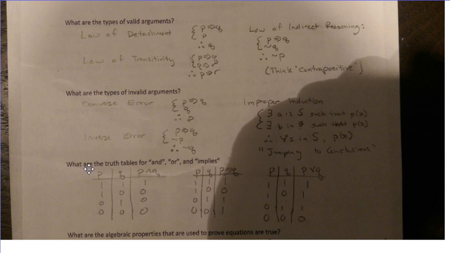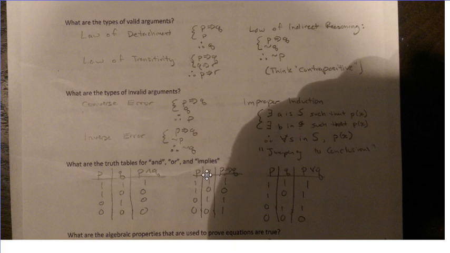Alright, truth tables. The truth tables for and, or, and implies. So here is the truth table for and. Remember that both P and Q must be true in order for the statement to be true.